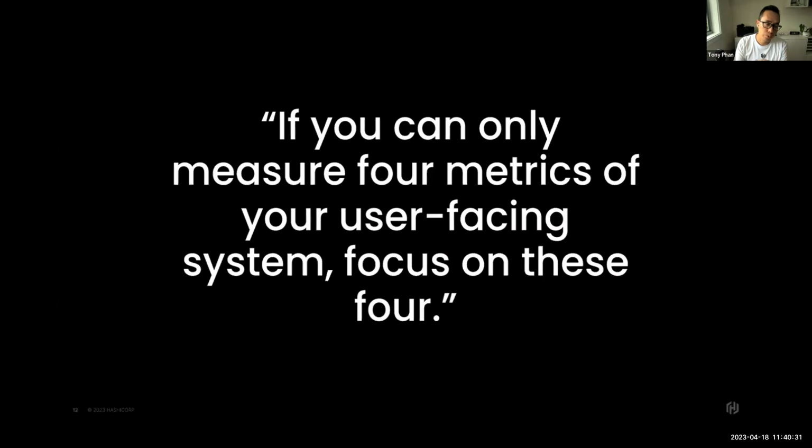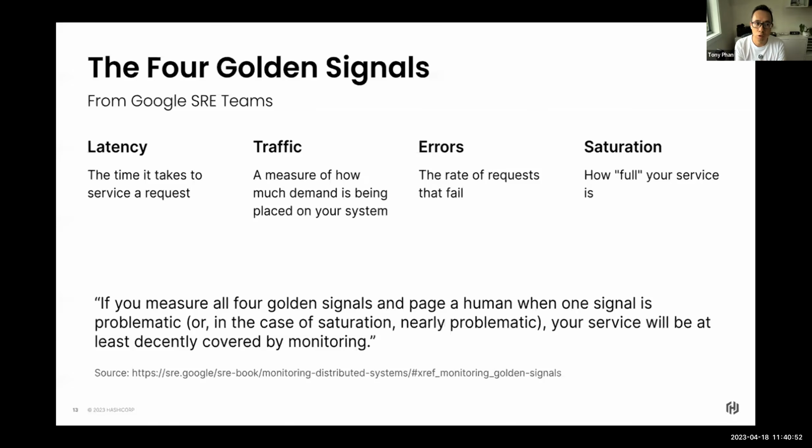So because we're talking about observability, I thought it would be good to share a few things from the folks who know about running microservices or distributed architectures at scale. This quote is from the Google SRE team. From a user-facing system, if you can only measure 4 metrics, you want to focus on these 4, and they call them the 4 golden signals.